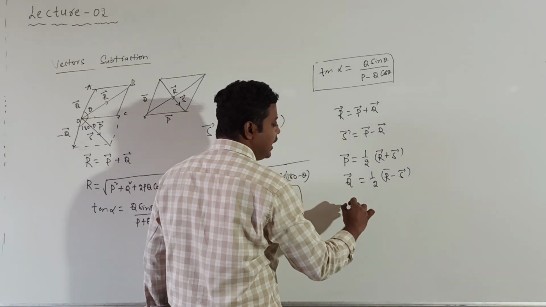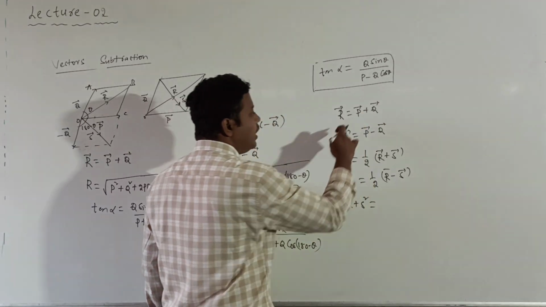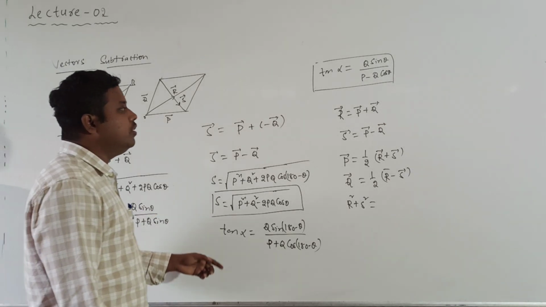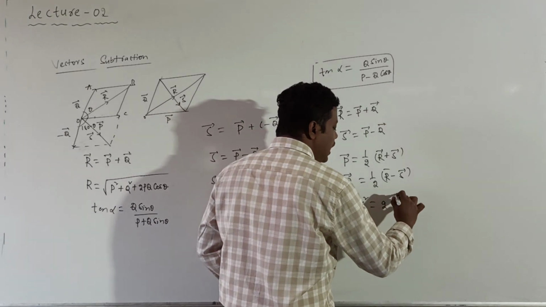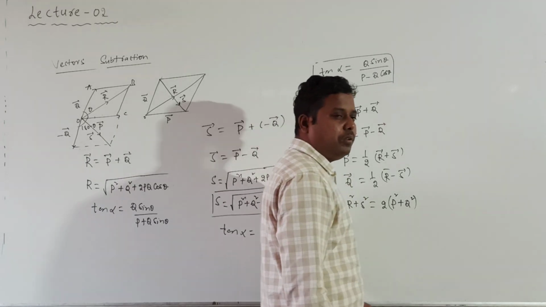Similarly, I can also calculate the value of R square plus S square. R square is P square plus Q square plus 2PQ cos theta. S square is P square plus Q square minus 2PQ cos theta. By adding these two, I will get 2 into P square plus Q square. So what is this pointing to?